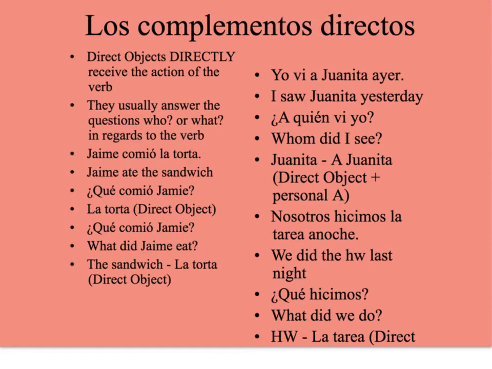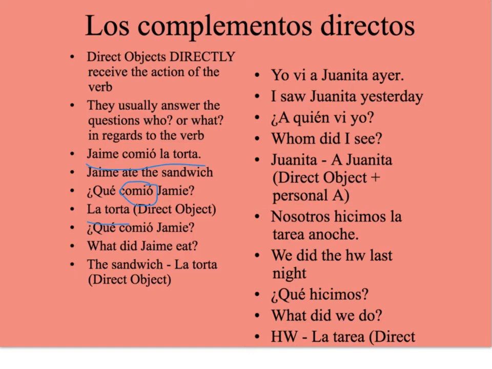So your example, okay, Jaime comió la torta. Jaime ate the sandwich. What did Jaime eat? I go to my verb. I say, what did Jaime eat? The sandwich, okay? So that's your direct object.